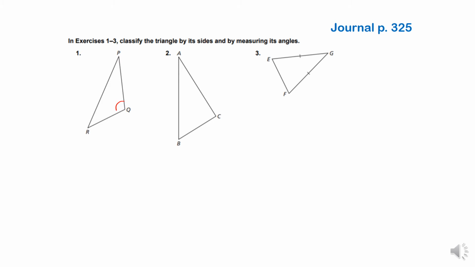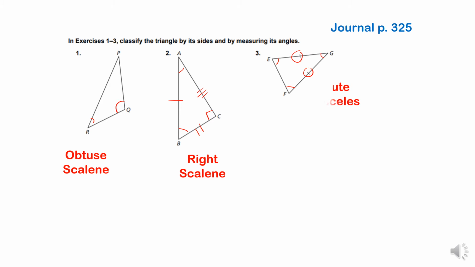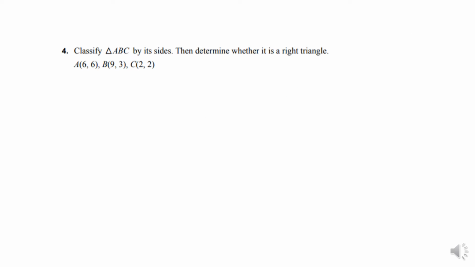I can see that there's one obtuse angle, and these are not the same, so therefore it's an obtuse scalene triangle. For this one, you would want to check with your protractor to see that this is 90 degrees, and these are not the same, and these are not the same, so therefore it's a right scalene. And then this one has two matching sides, and they're all less than 90 degrees if you measure, and so these are acute isosceles. Okay, and you can go back and measure these in your book if you want to check that out. Alrighty. So classify triangle ABC by its sides, determine whether it's a right triangle.